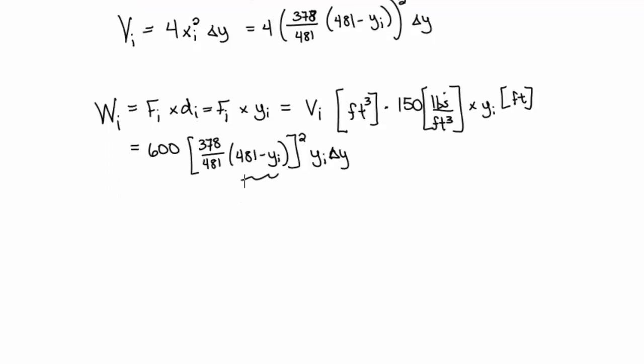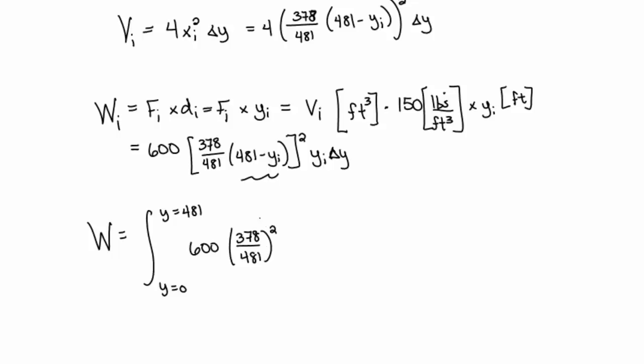So let's go ahead and compute the total work done to build this pyramid. Total work done, we're going to lift from y equals 0 to y equals 481, and it's going to be our work formula here, which is 600 times, and I know that's a constant squared, so I'm going to write that as 378 over 481 squared. And then I have 481 squared minus twice 481 times y plus y squared, times y dy.